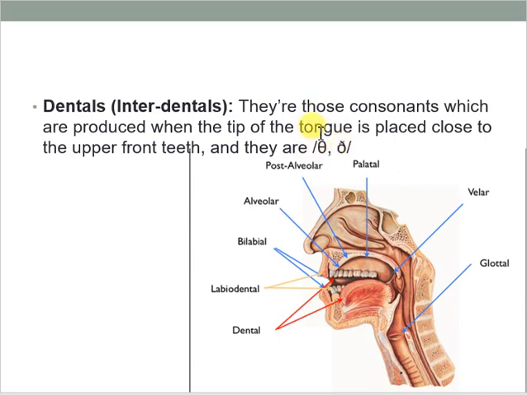مثل شنو عندنا الأصوات؟ عندنا the. Okay? So we call these the dentals because we use the teeth and the tongue.